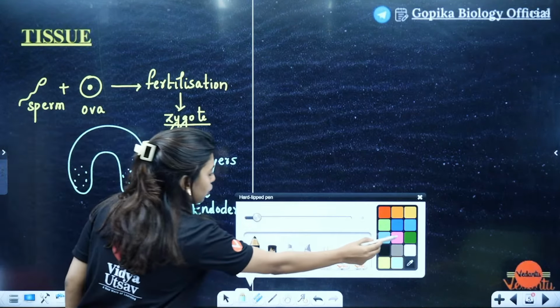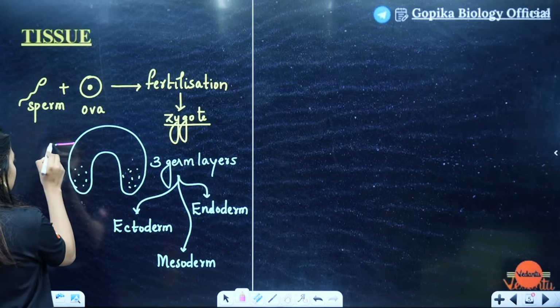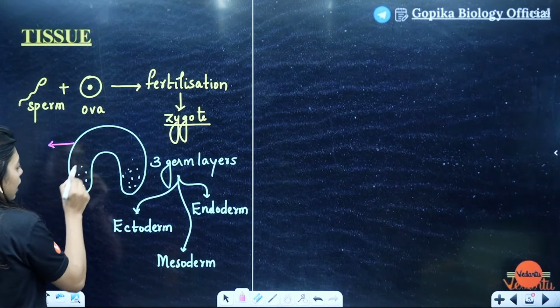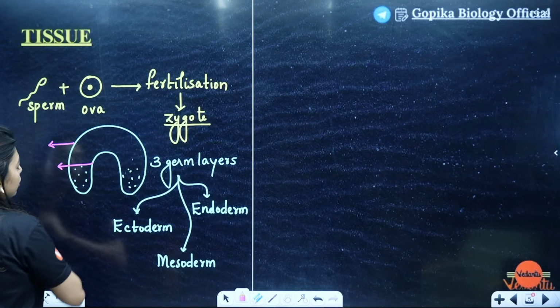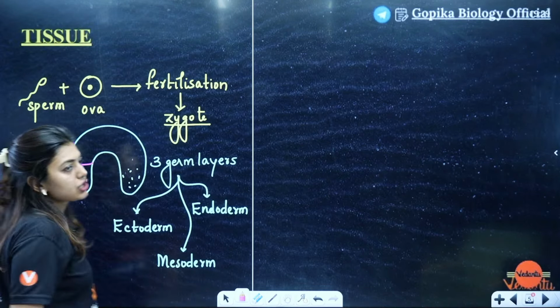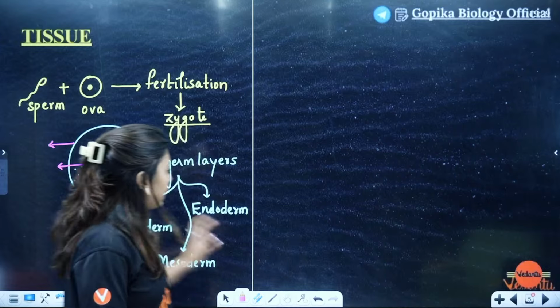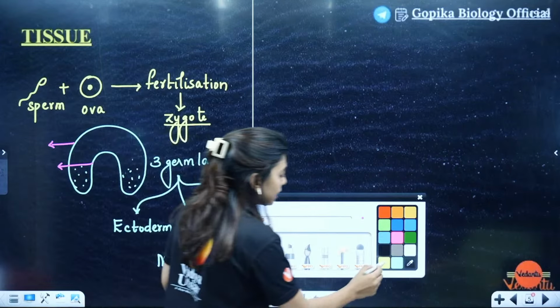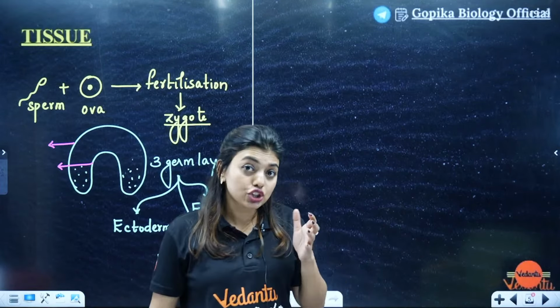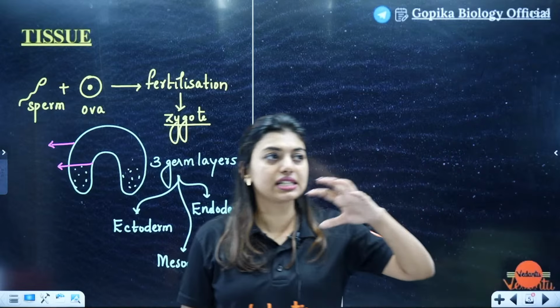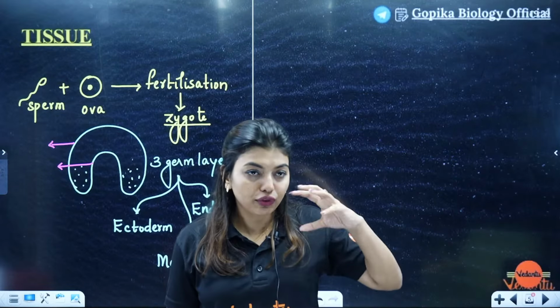That means the outermost layer is going to be the ectoderm, and then innermost we have your endoderm, and the middle layer is going to be mesoderm. Simple, right? These are your germ layers. Now understand, these germ layers have a job. The job is to do organogenesis. That is, they will undergo the process of forming organs.